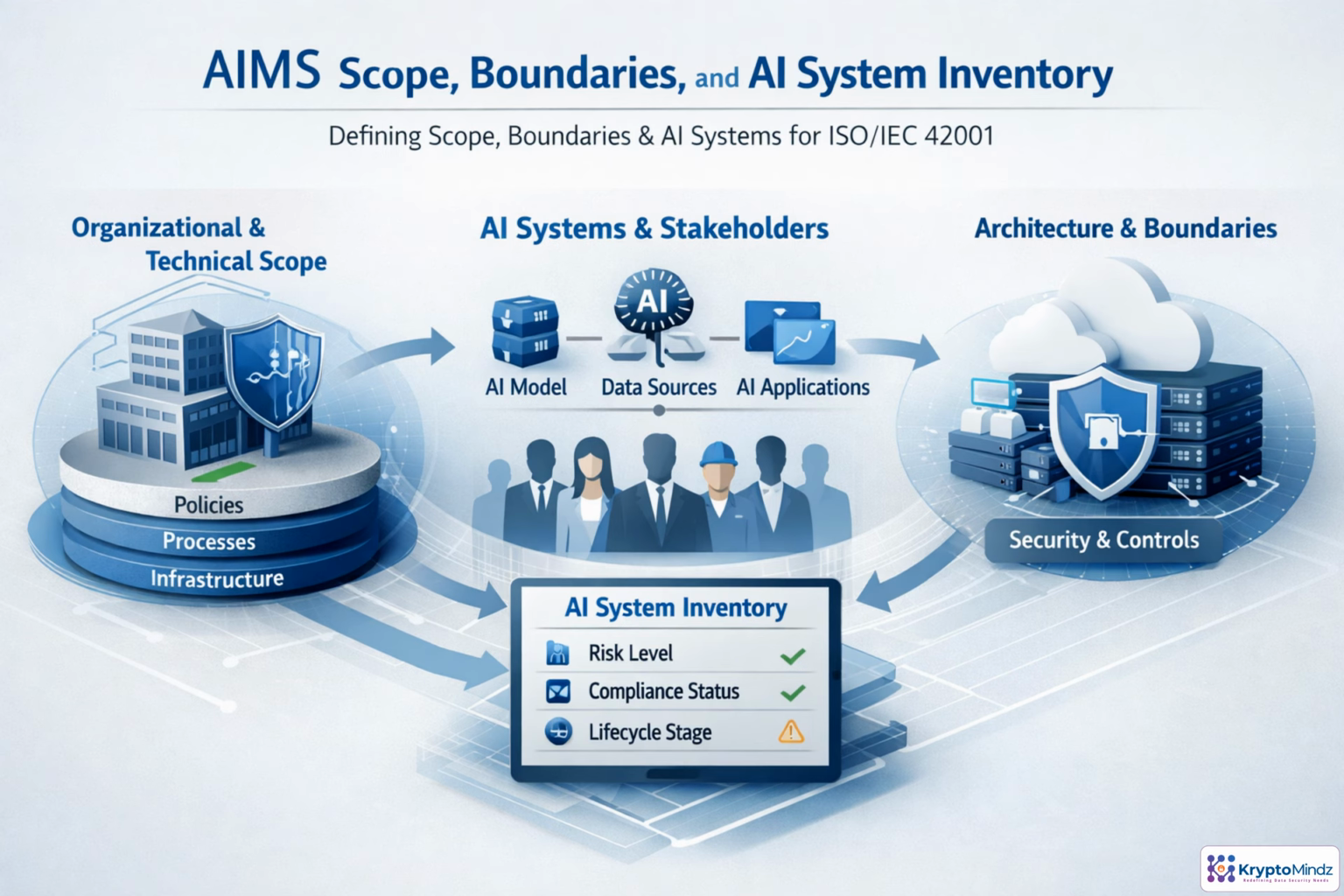Before an AI management system can be governed, it has to be clearly defined. In this module, we'll connect scope, boundaries, stakeholders, and inventory, so every AI system has clear ownership, appropriate controls, lifecycle status, and evidence for ISO IEC 42001 certification.